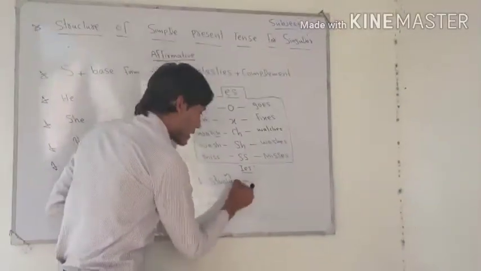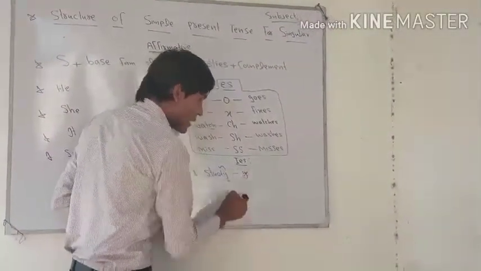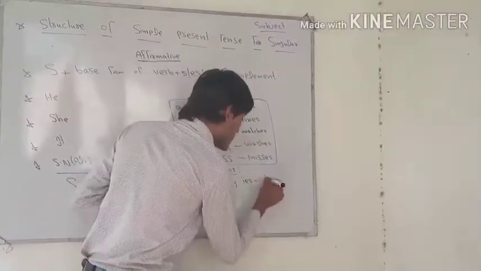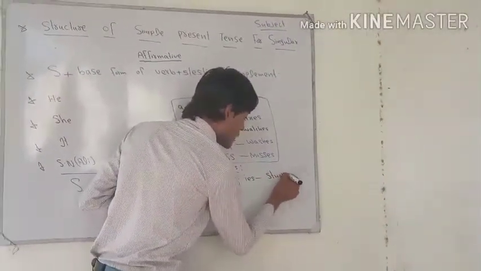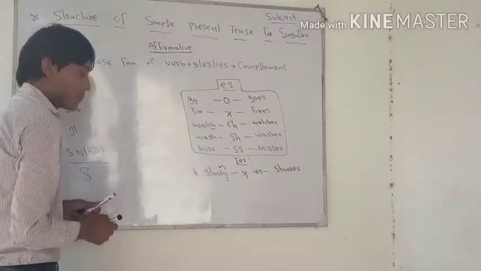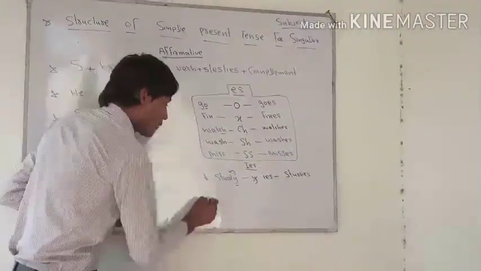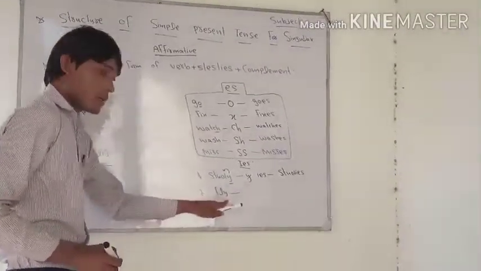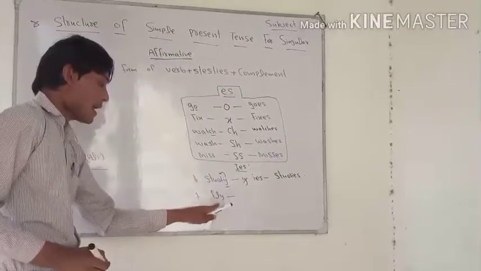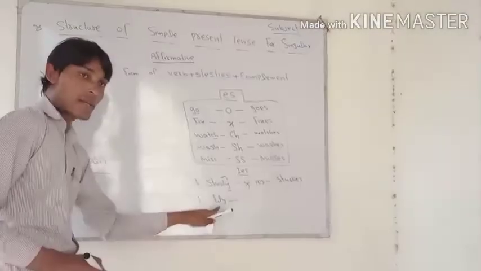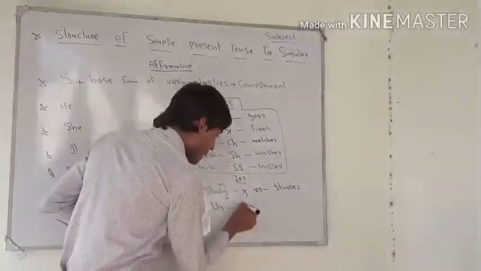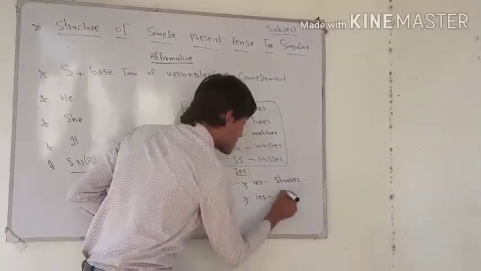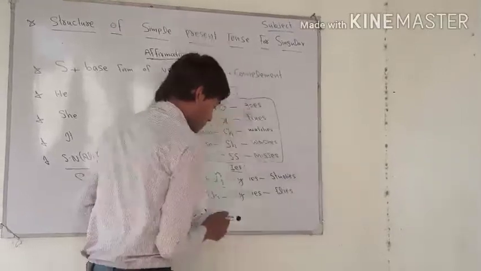So the y is removed and ies is added, and this converts it to the word studies, s-t-u-d-i-e-s. Another example is fly, f-l-y. Fly has a y, and before the y we have a consonant letter, l. So remove the y and add ies, and it converts to flies, f-l-i-e-s.